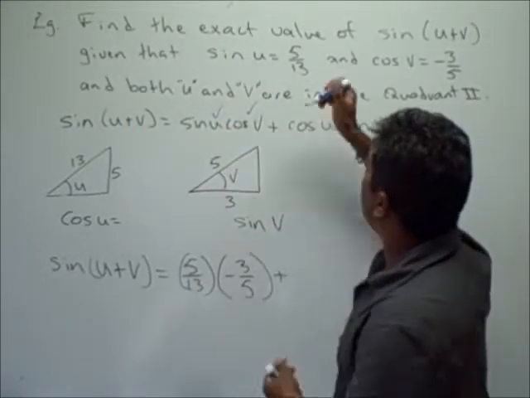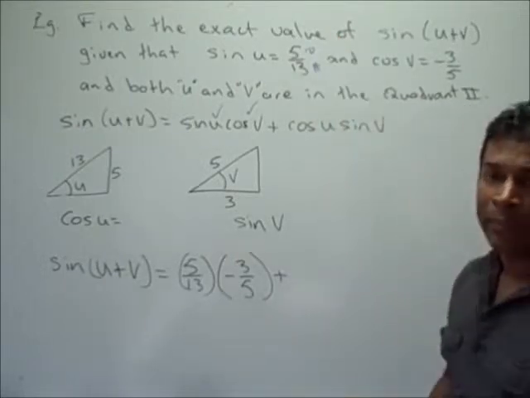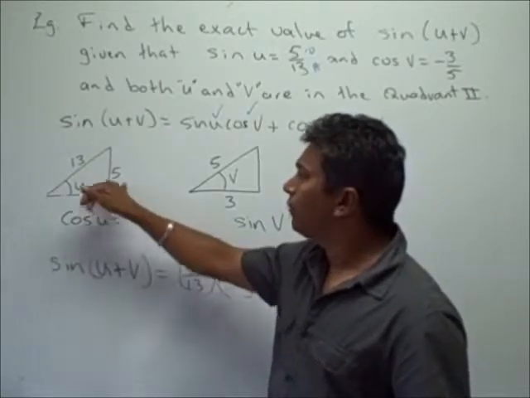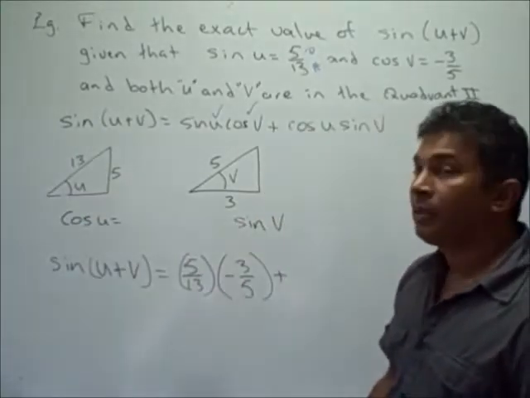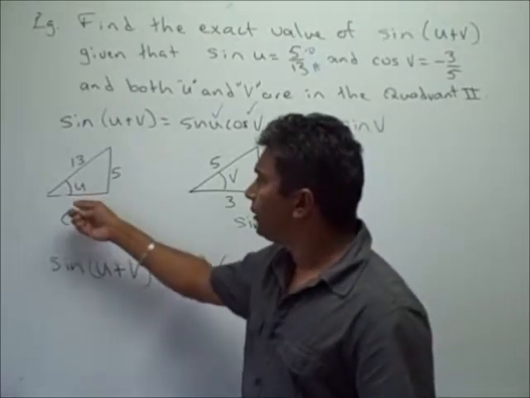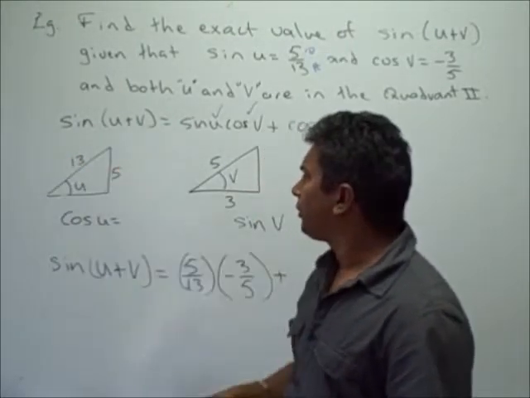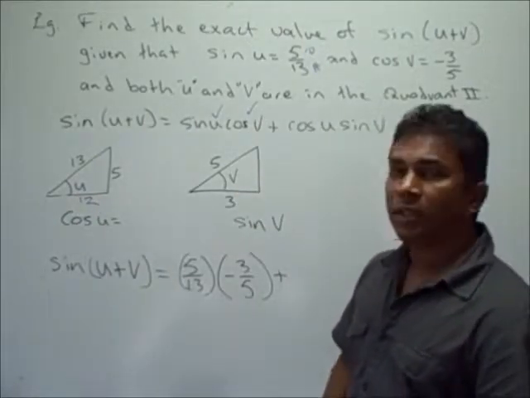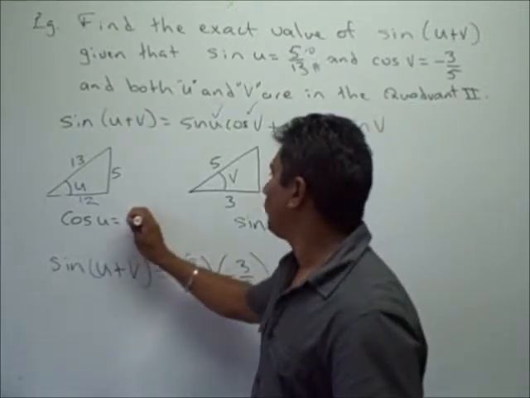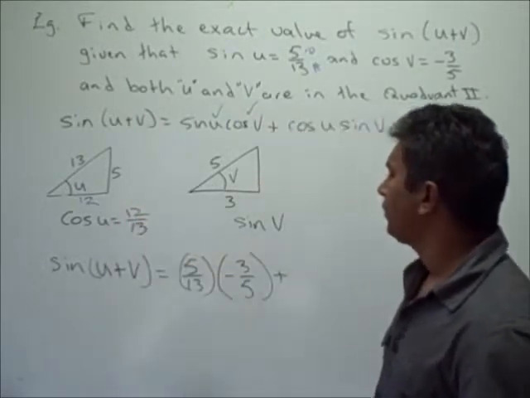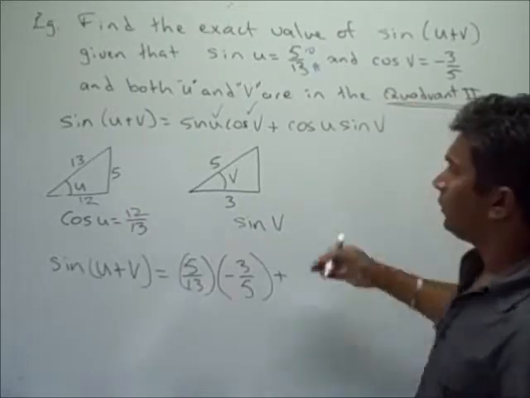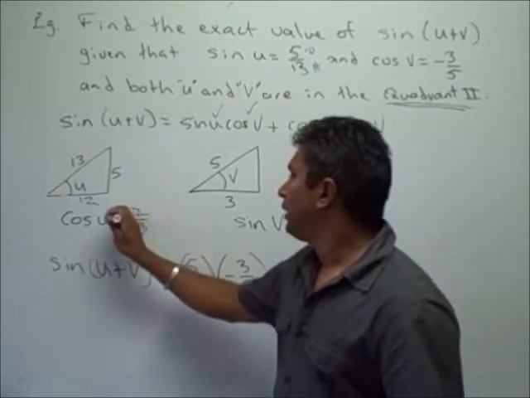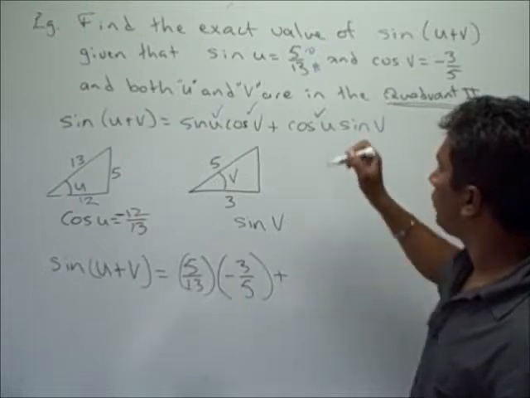We have sine u, which we know is opposite over hypotenuse. Here I've drawn a triangle for sine u, with the opposite 5 and the hypotenuse 13. From the Pythagorean theorem, the adjacent would be the square root of 13 squared minus 5 squared, which comes out to be 12. So cosine of u would be 12 over 13. Now we're told that our angles are both in quadrant 2, and we know cosine is negative in quadrant 2, so this is negative 12/13. So now we have cosine u.